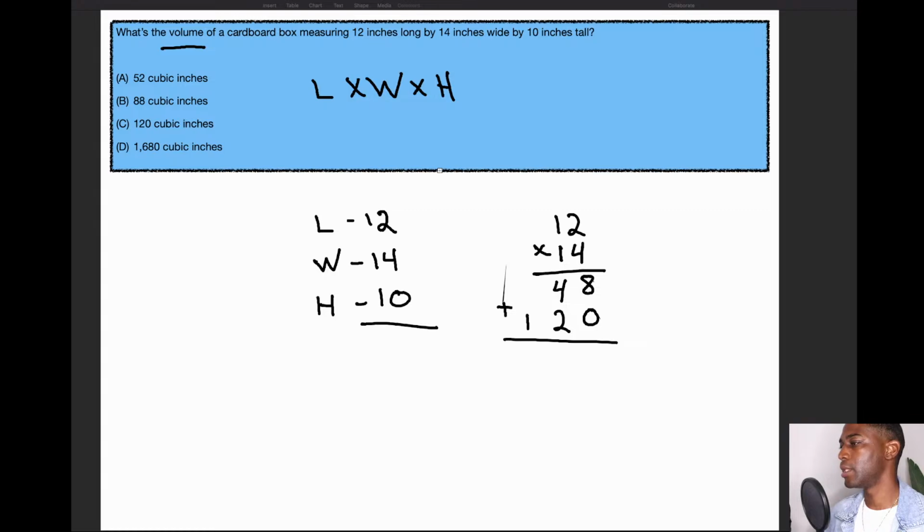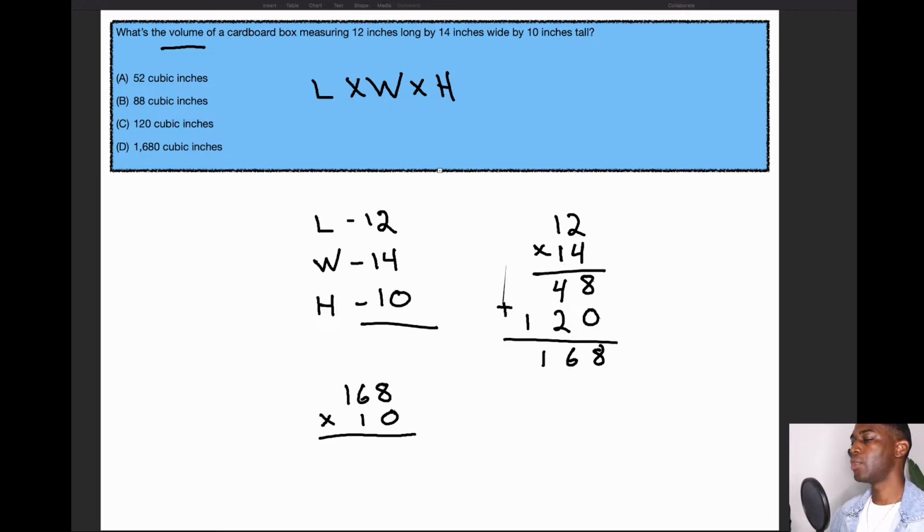So 8 plus 0 is 8. 4 plus 2 is 6. 1 plus nothing is 1. Boom, 168. What is the next step? We're going to take this 168, and we also have to multiply by our height, which is 10. So 168, if we're just moving down, times 10.